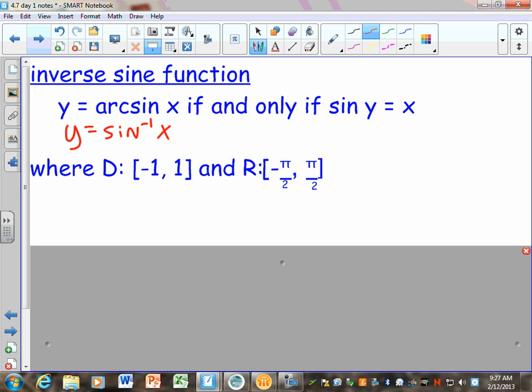And also, if you think about the domain and the range switching, normally on sine of x, do you agree that the domain is my angles and the range is from like -1 to 1? Well, for the inverse, it's going to switch. So now my domain is -1 to 1, and my range is my angles. And so the x and the y values have switched in this inverse trig function.